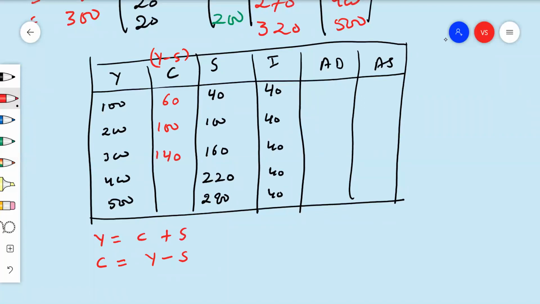Next, 180, and then the last, 220. This is C.